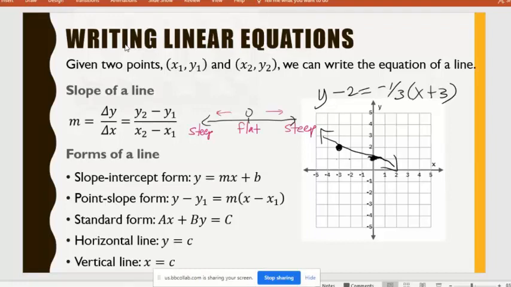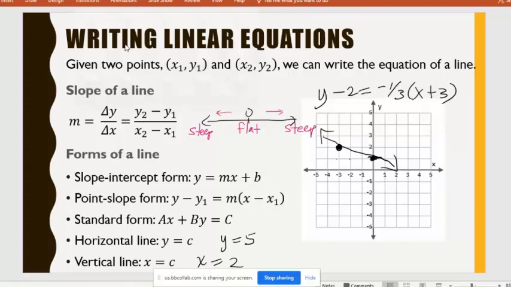Well, the other two forms at the bottom: a horizontal line is always of the form y equals a constant, like y equals 5, okay? y equals 5. All of the y values are exactly the same. A vertical line is of the form x equals a constant, like x equals 2. All the x values are exactly the same.